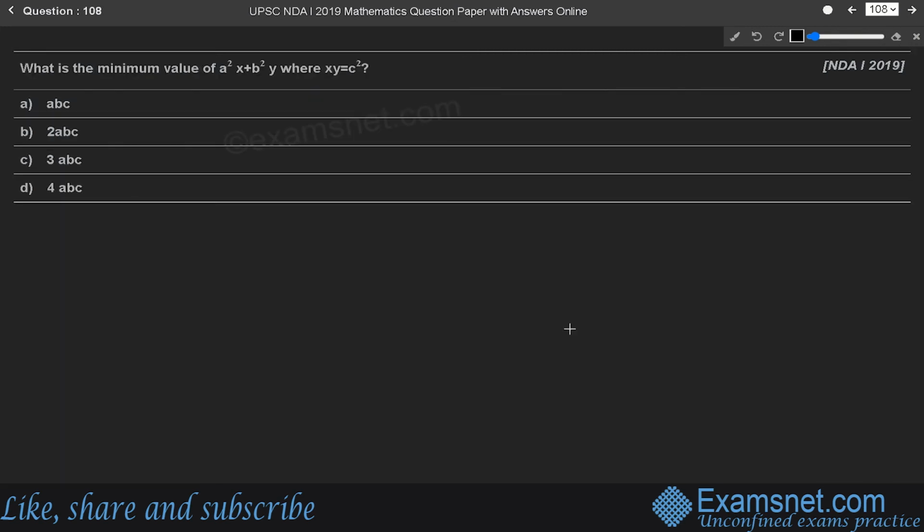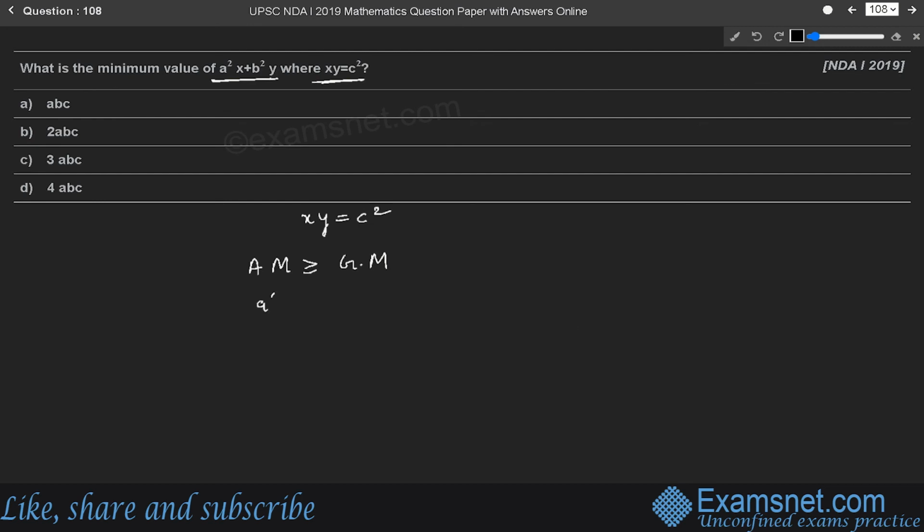Next question is, what is the maximum value of a square x plus b square y where xy is equal to c square? It is given that xy is equal to c square and we have to find the maximum value for a square x plus b square y. We know that for any two terms, a square x and b square y, arithmetic mean is always greater than or equal to geometric mean.